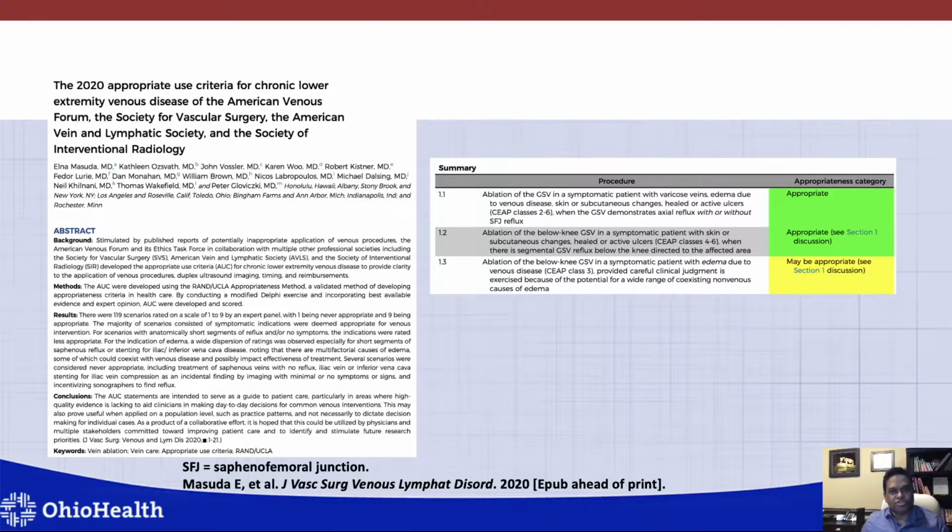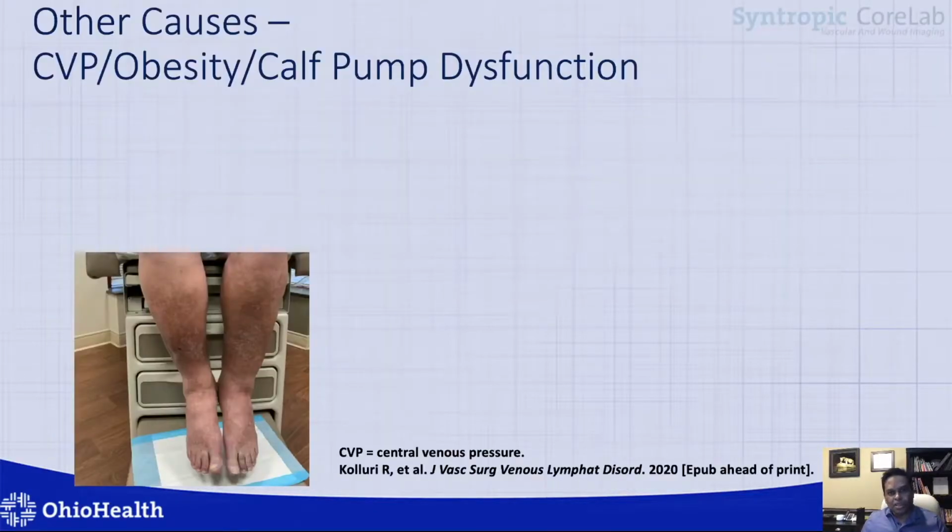However, caution should be exercised in patients who have minimal symptoms and have only below knee great saphenous vein reflux. The AVF recommends looking at other causes of edema, such as elevated central venous pressure, obesity, or calf pump dysfunction.